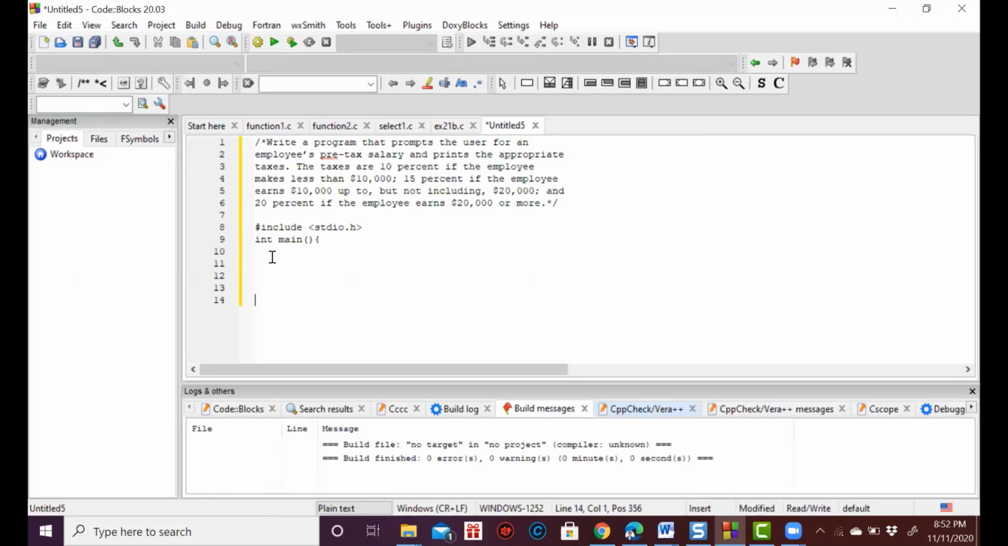So salary, maybe salary is integer. INT SALARY. Okay, and then print the appropriate tax. The tax is 10% if the employee makes less than 10,000. Okay, now if salary, so for example, scanf, send the salary.